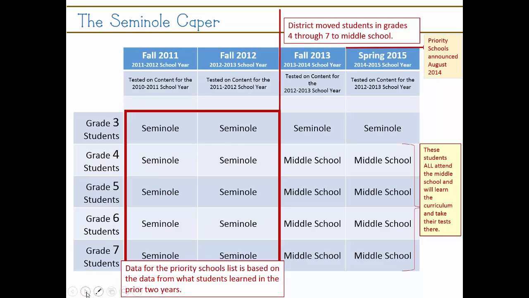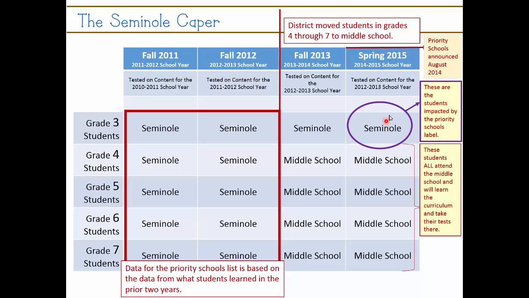But the students who were in grades 4 through 7 are now at the middle school and will continue to be at the beginning of the upcoming school year. With the priority school designation, Seminole is addressing only one small group of students. And did I mention that the test is going to be given in the spring of 2015 and not the fall of 2014 this school year? And that's a good thing, by the way.